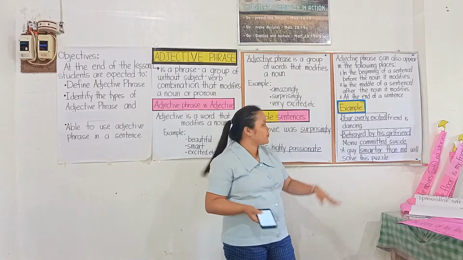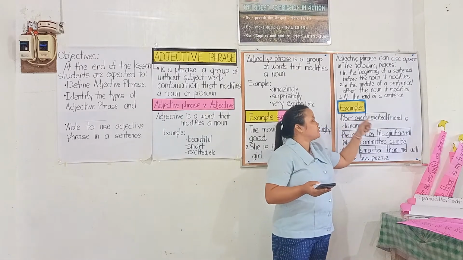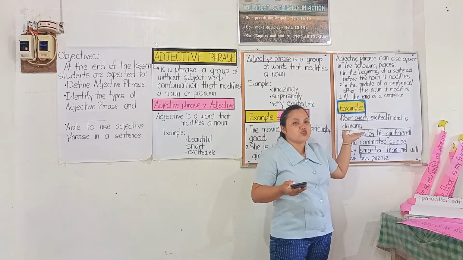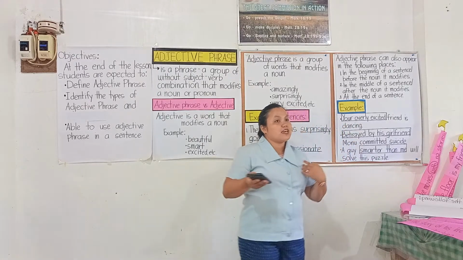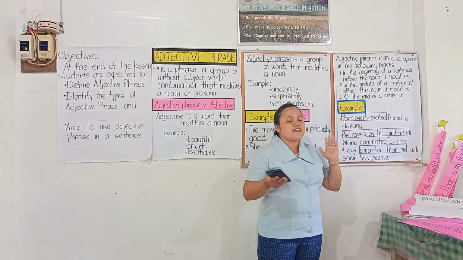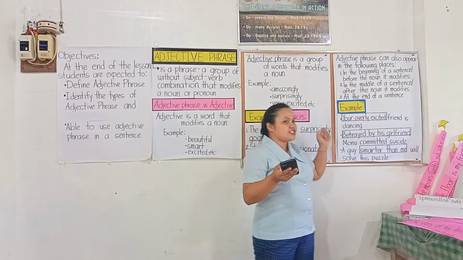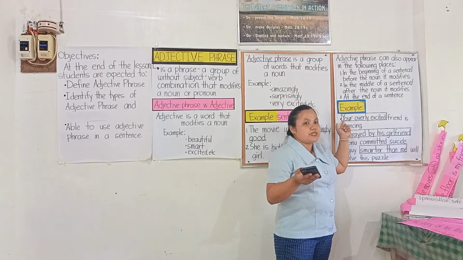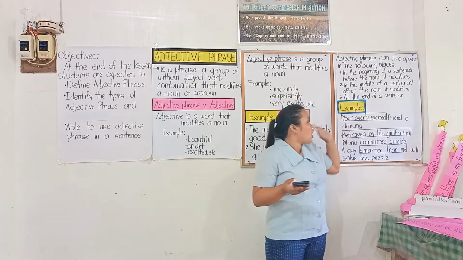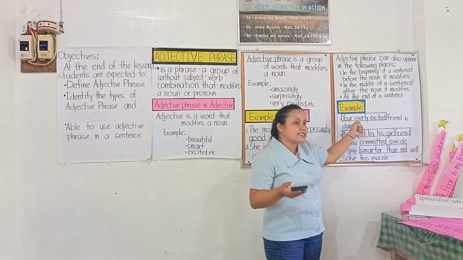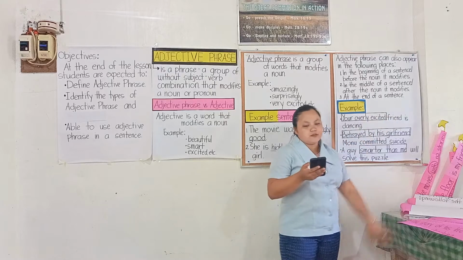Okay, example. Your overly excited friend is tensing. Cartoneros, what did you observe about the sentence? Yes? Where is the adjective phrase found? Yes, very good. The adjective phrase is found in the beginning of a sentence, which is your overly excited, that modifies the noun friend.